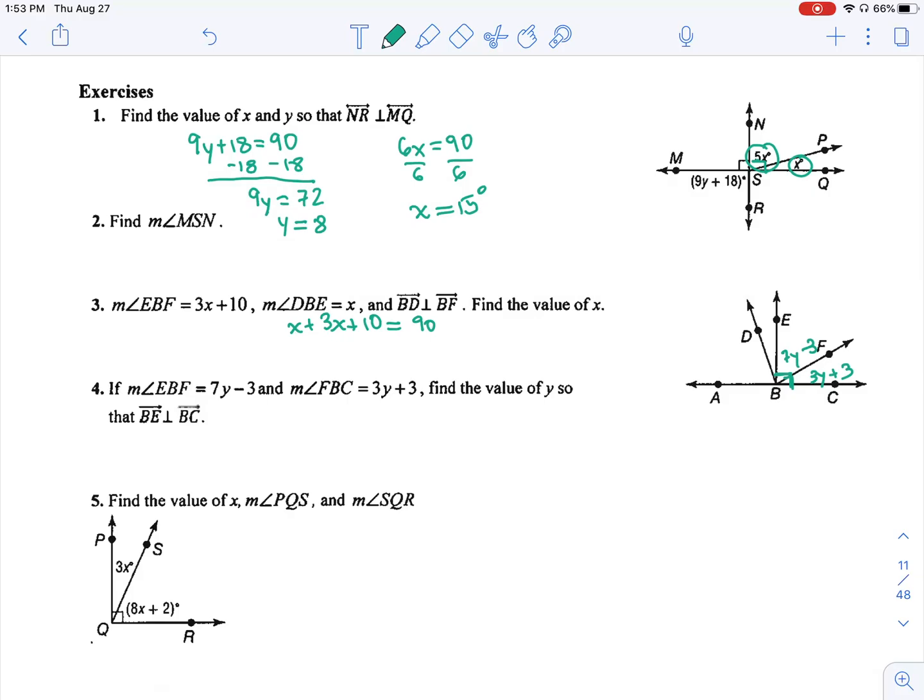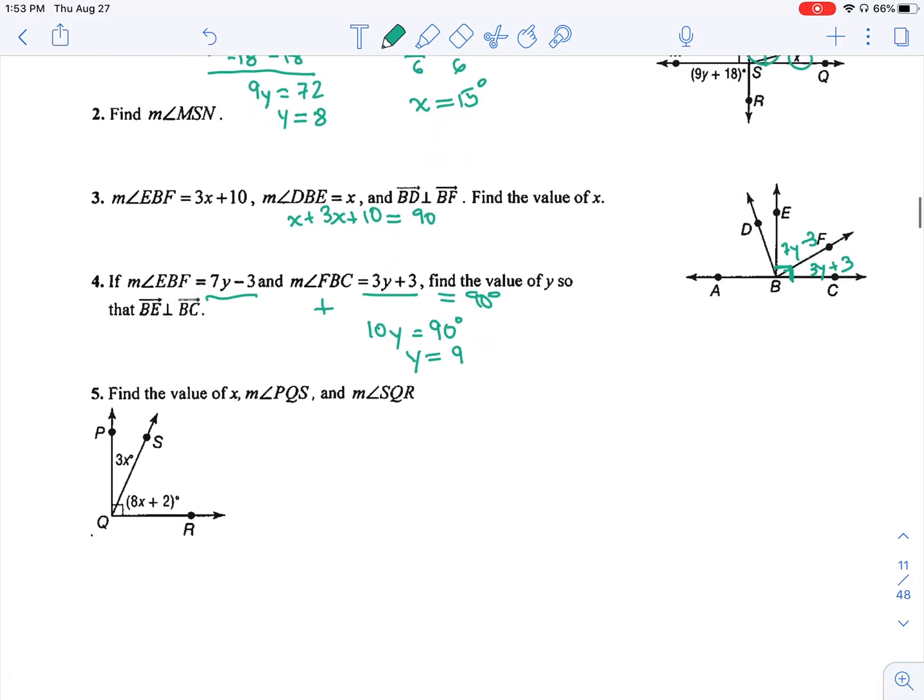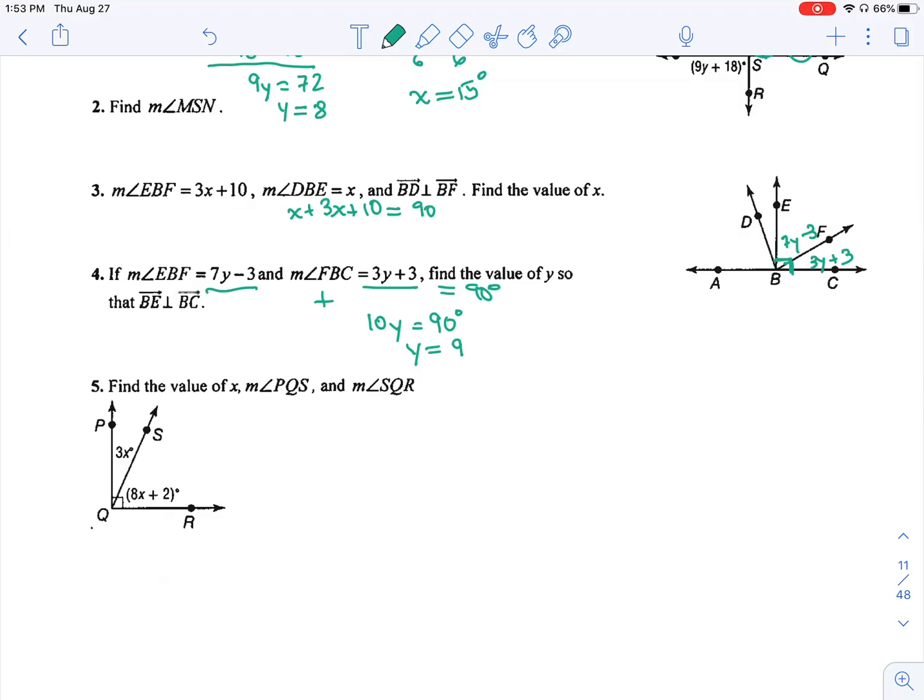So I know by now that I'm going to sum up these two and set it equal to 90 degrees. So I get 10y, 7y plus 3y is 10y. Negative 3 plus 3 is 0, equals 90 degrees. If I solve for that, I get y is equal to 9. To finish up this page, I'd like you guys to go ahead and try to set up and solve for 5.